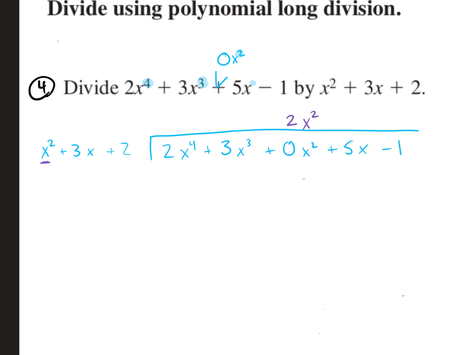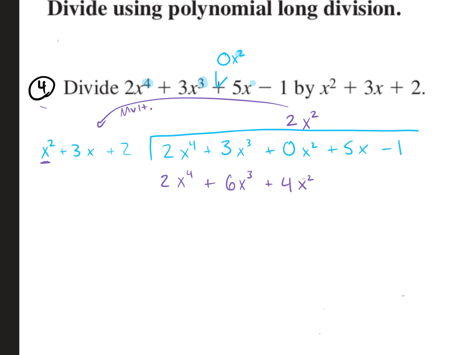After I divide, what do I do? Multiply it to everything out front. So what's 2x squared times x squared? 2x to the 4th. What's 2x squared times 3x? 6x to the 3rd power. And 2x squared times 2? 4x squared.